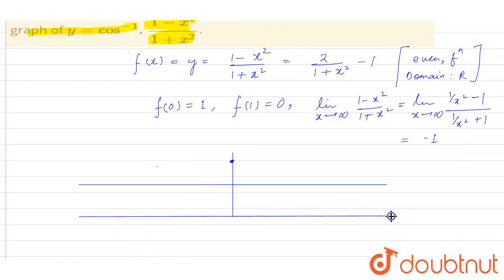So this is the line y is equal to minus 1. This is the x-axis. Now this graph is cutting the x-axis at x is equal to 1, y is 0. So this is cutting at (1, 0). So the graph is somewhat moving like this. Now we'll check for this point, whether the function is differentiable or not.